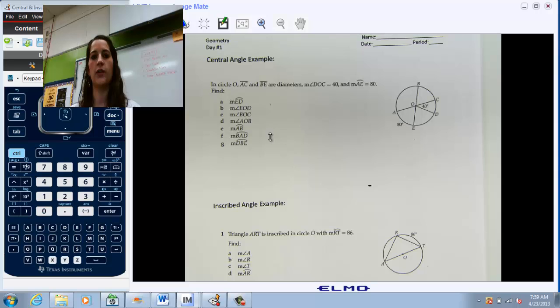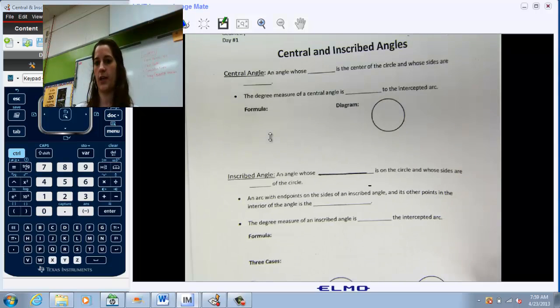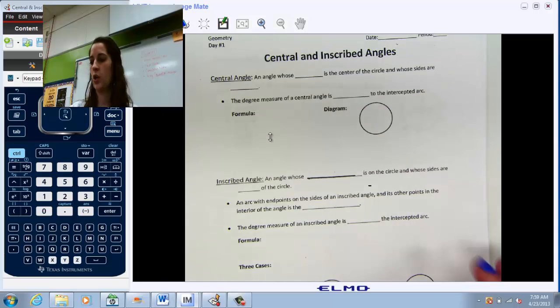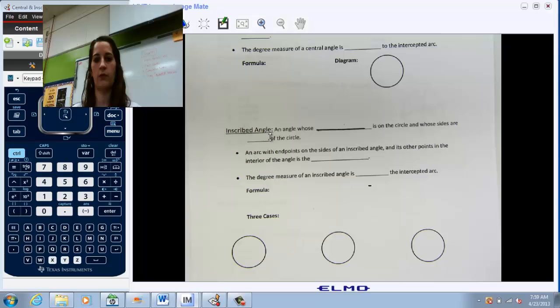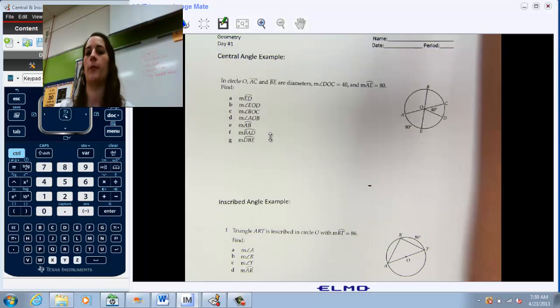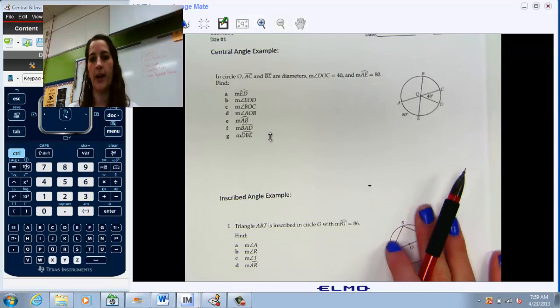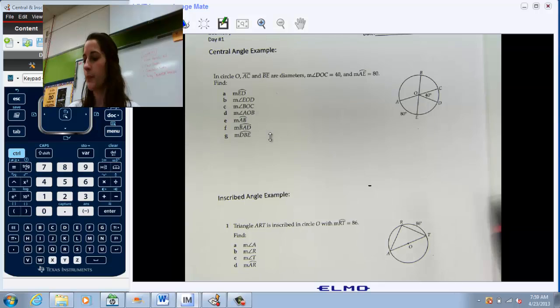Okay, so now let's take a look at some examples. Again, as you were following along in the previous section, you should have been filling out your central and inscribed angles for day number 1, which is the first part of the first page in day number 1 of your packet. On the back of that is some central angle and some inscribed angle examples. So let's take a look.